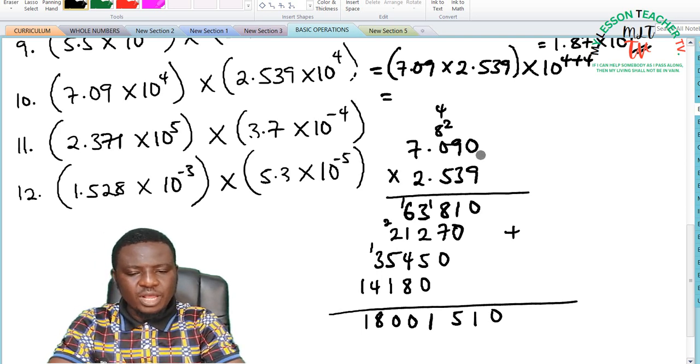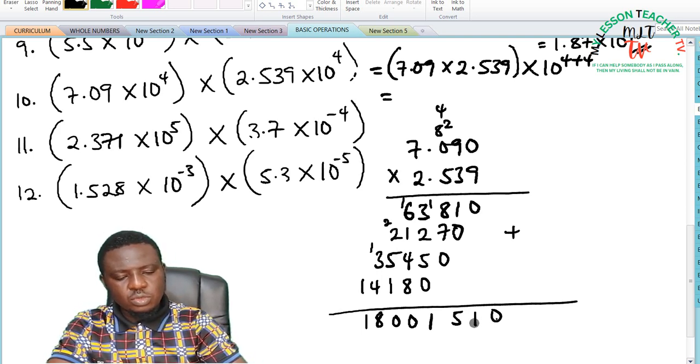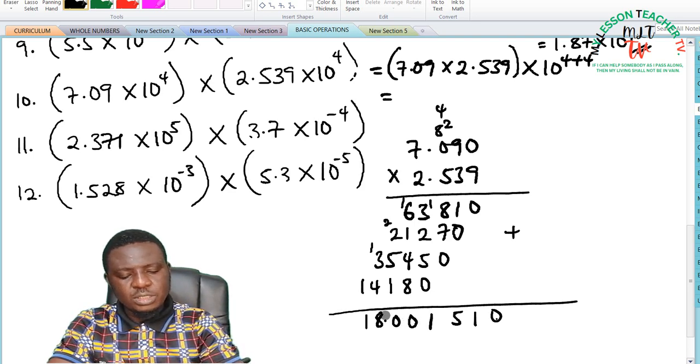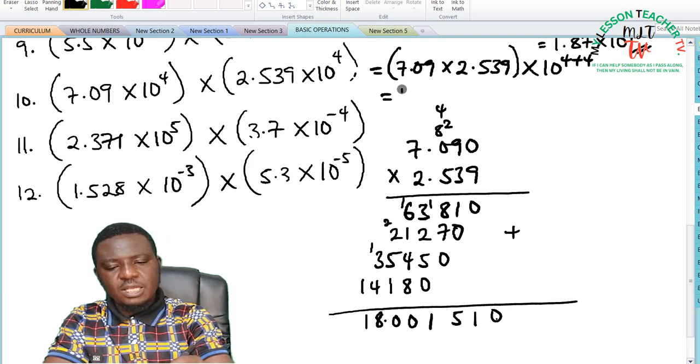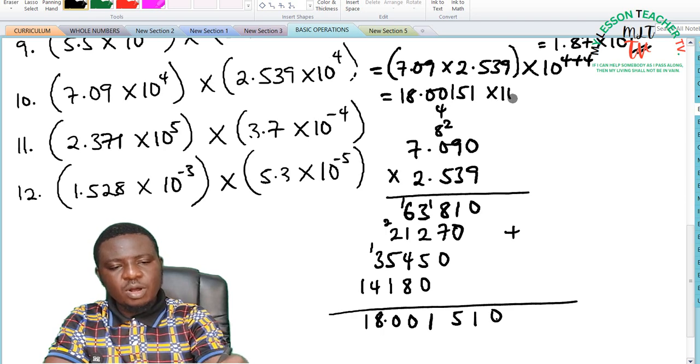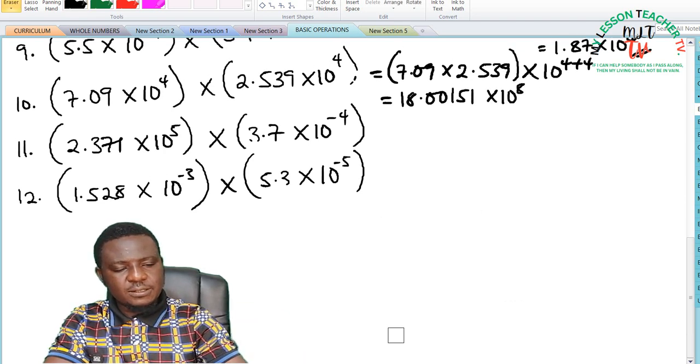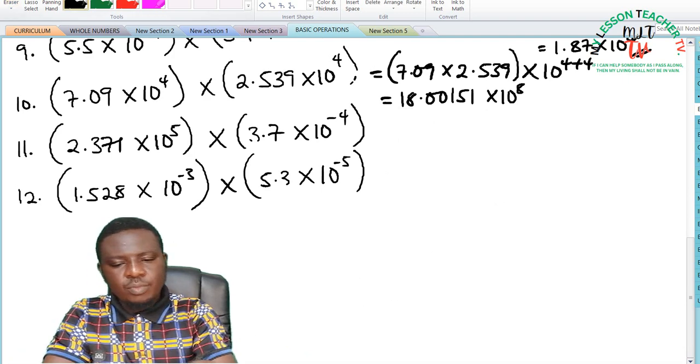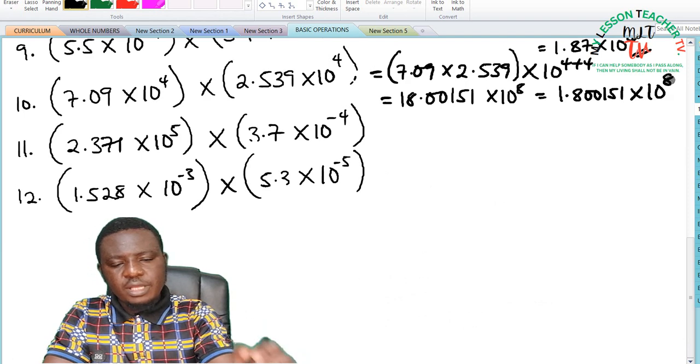How many places of decimal do we have? Is 6. 1, 2, 3, 4, 5, 6. So this is said to be 18.00151 times 10 raised to the power of 4 plus 4 is 8. So expressing this in standard form, this is going to be equal to 1.800151 times 10 raised to the power of 8.